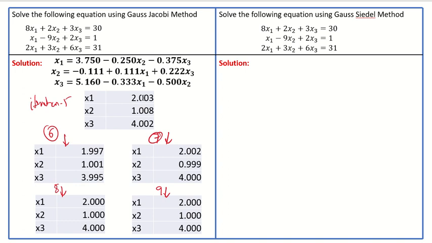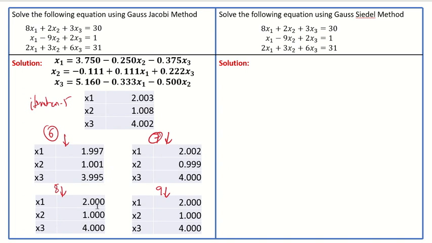Now you see, it was 2.003 here, now it is 2.002, and 1.008 came to 1.001, and now it is 0.999, and x3 is 4, exactly 4. Now use this value in the iteration 8 and you are going to get the answer as 2 1 4. Now it is 2 1 4, and if you want to check, put it in one more iteration of 9, and once again the value will not change, it will be 2 1 4. That means you have got the answer for x1 x2 x3.